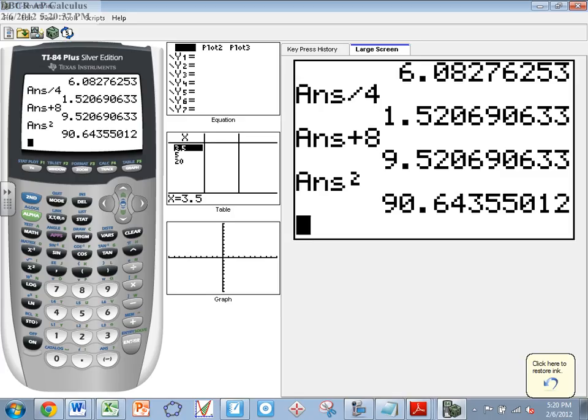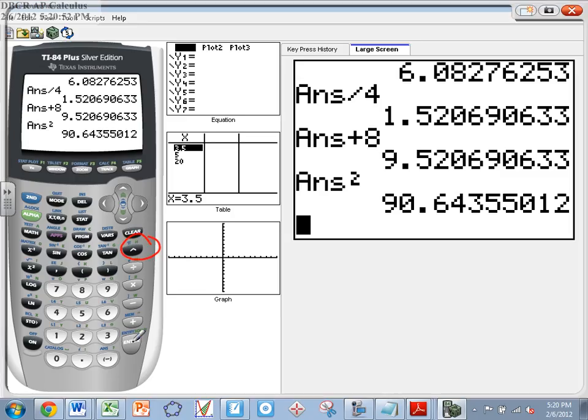Now, one thing I do want to point out, powers. Everybody uses the square key. I encourage you never to use it, actually. I encourage you to use the caret key. Now, the caret key just means raise it to a power. And you're going to see the caret key is right here. It can be used for any power whatsoever, not just square.